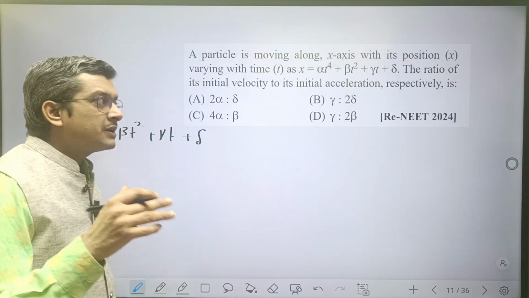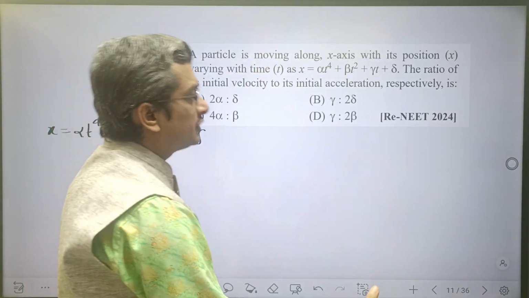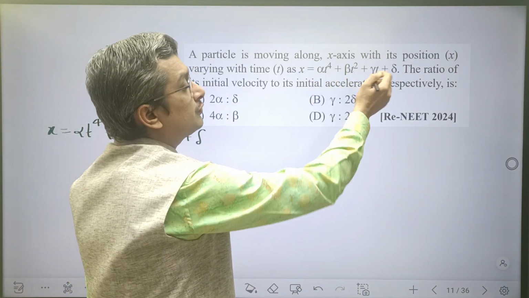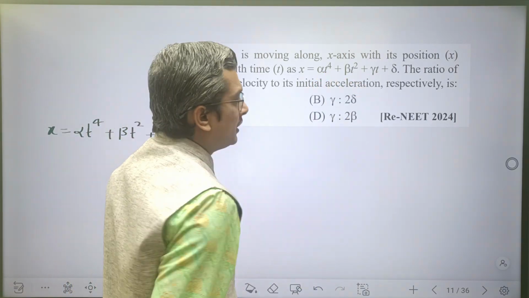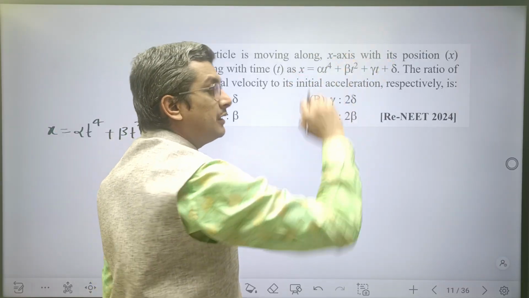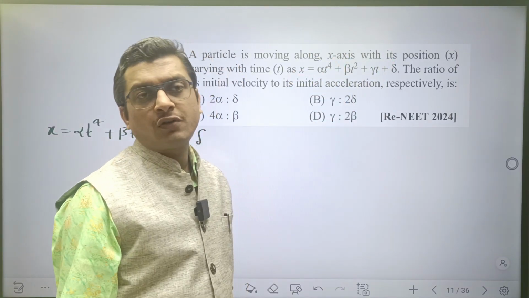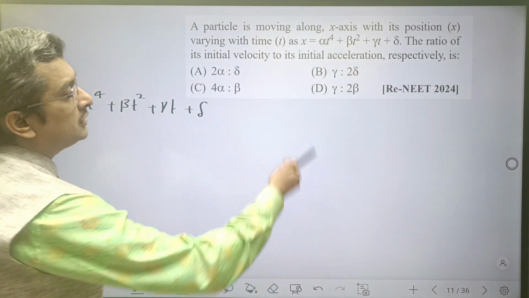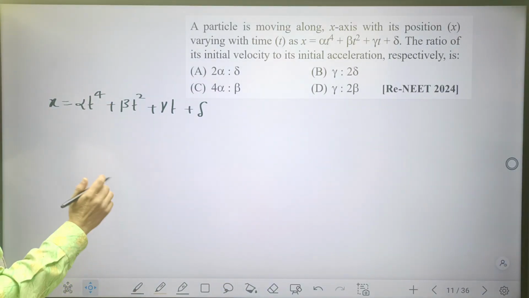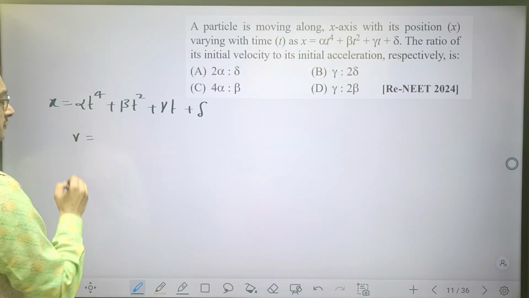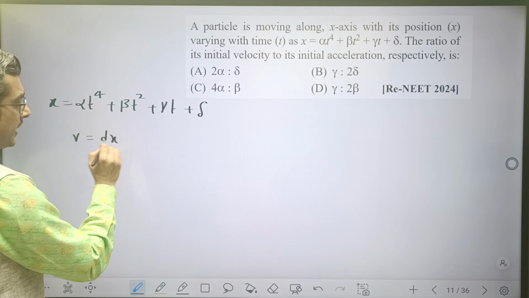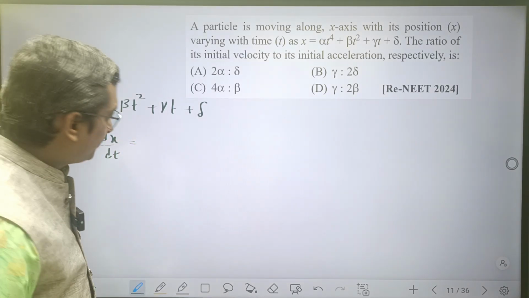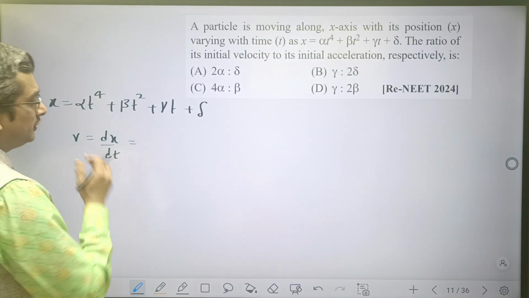For example, if someone asks what is the initial position of the particle, then we put t is equal to 0 in the given expression. Then we get x is equal to delta, that is the initial position of the particle. Similarly, if I asked you to find initial velocity, then first I have to find the expression of velocity, and in that expression we put t is equal to 0 for initial velocity.